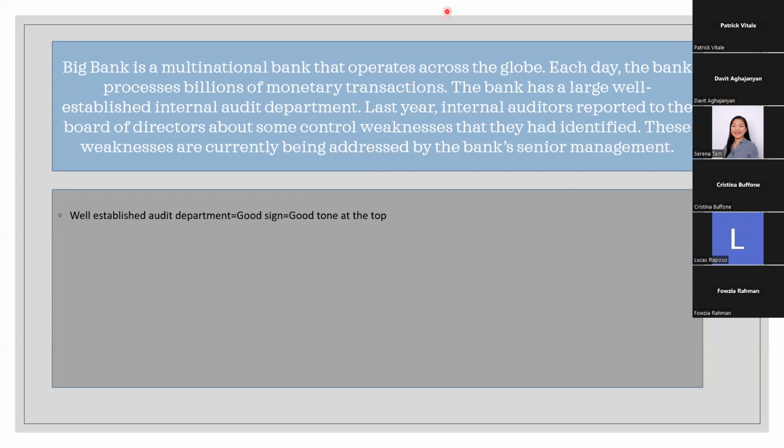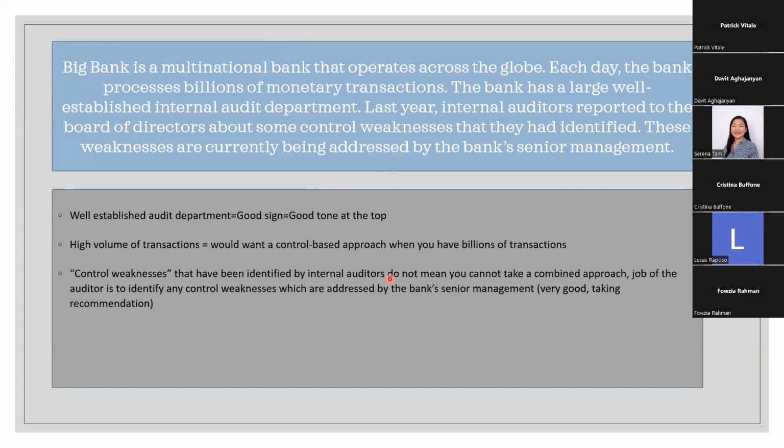So first thing that we have to do is look at the one at the top, establish internal audit department, so that's good. So the control risk is low, but there are high volumes of transactions, so you would want more of a control-based approach for the high volume transactions. And because there are control weaknesses that have been identified by internal auditors, but that does not mean you cannot take a combined approach.